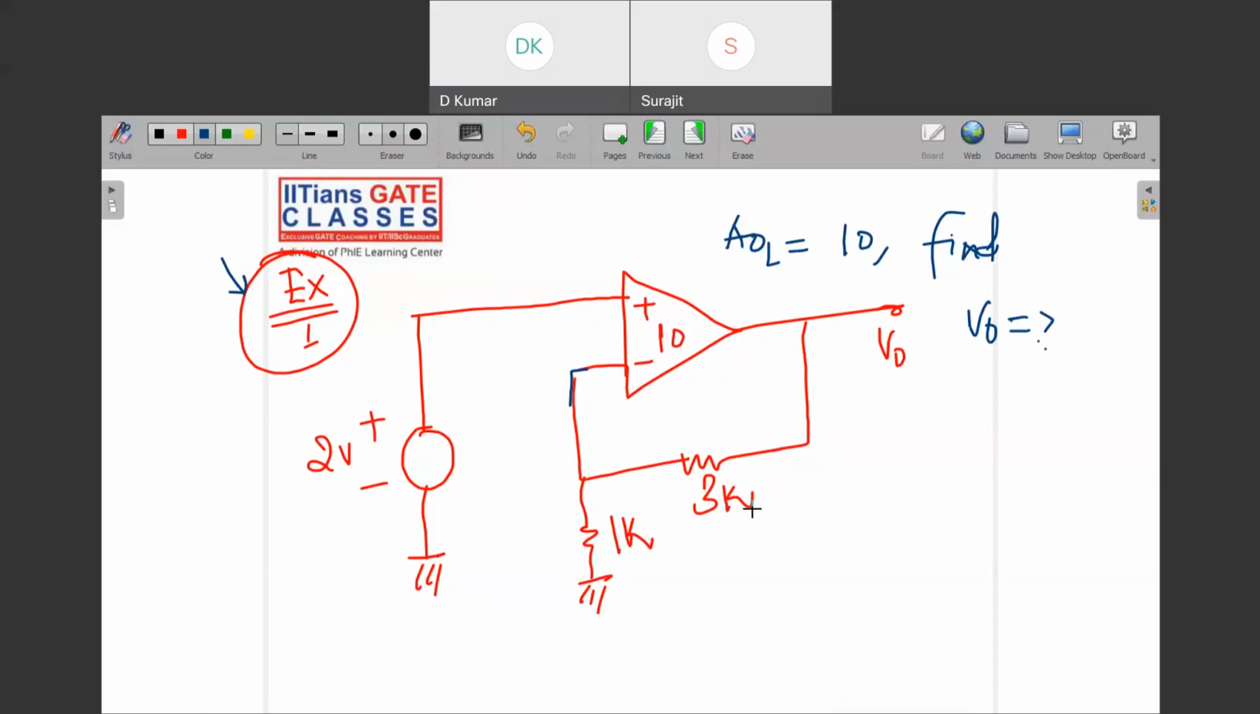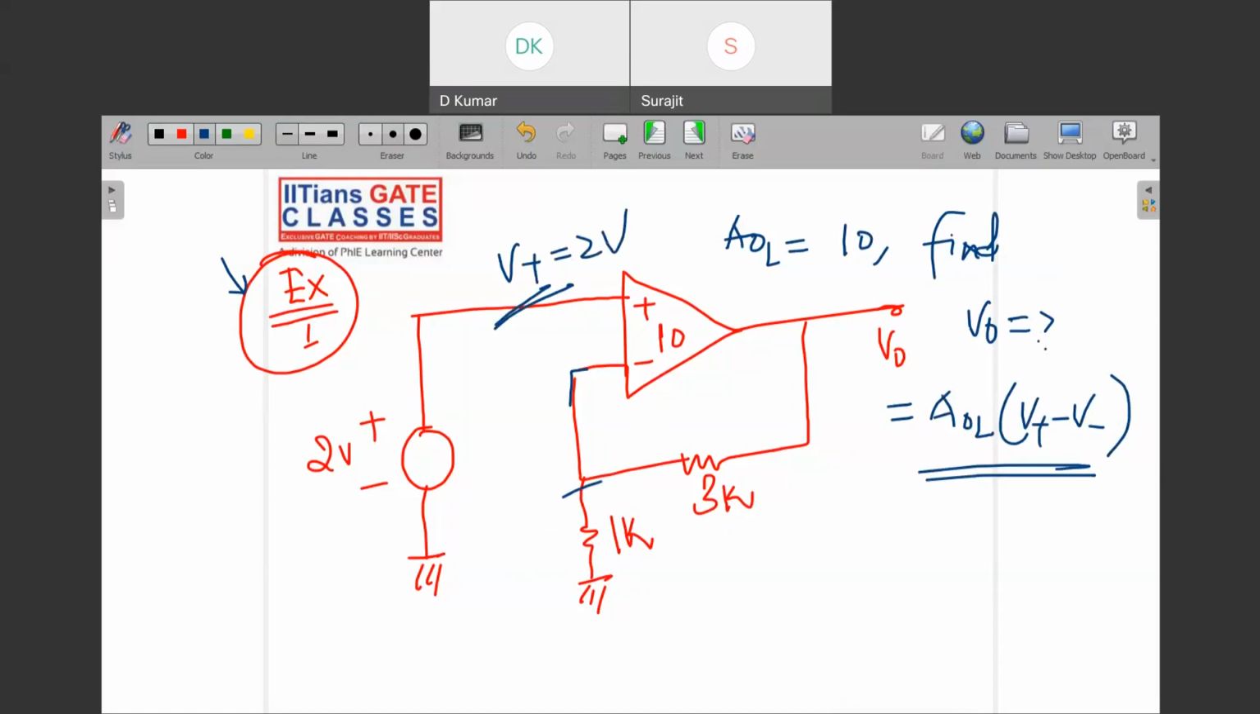Now, as far as this is concerned, we know that V naught in case of any op amp is AOL times (V plus minus V minus), or you can say V P minus V negative. Understand? So what is V plus here? Yes, sir, V plus is 2 volt. And what is V negative? You can determine by using what?